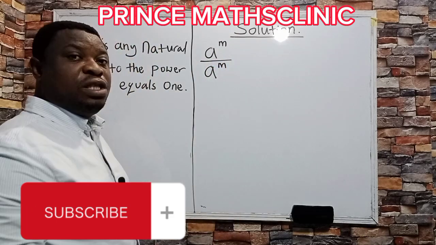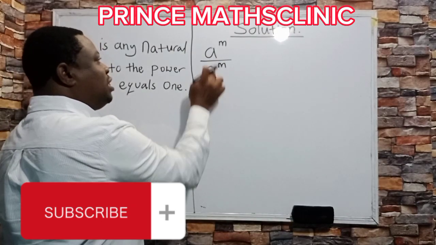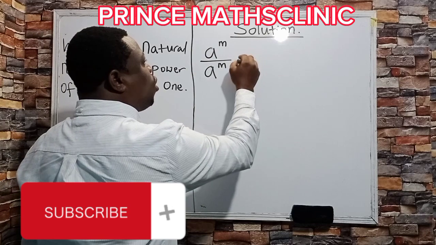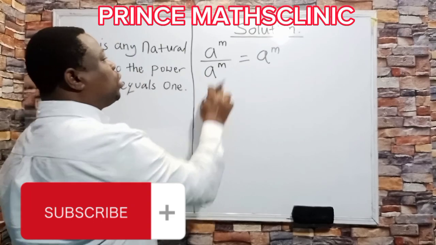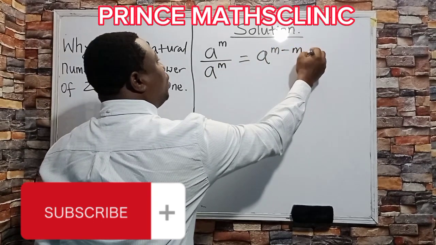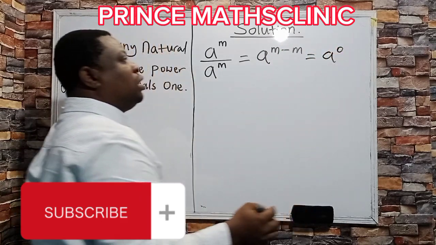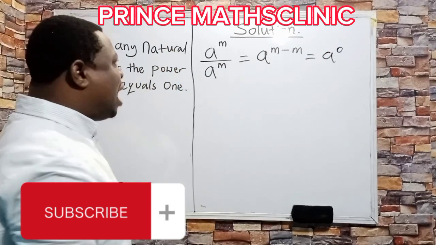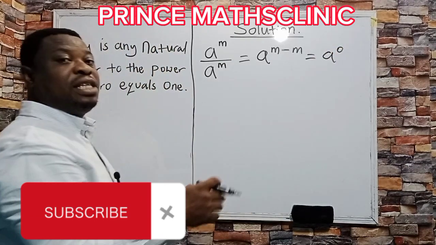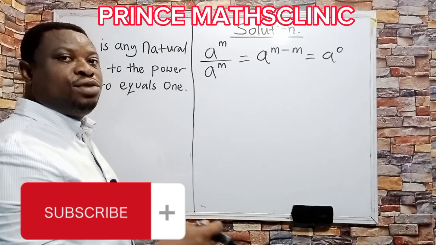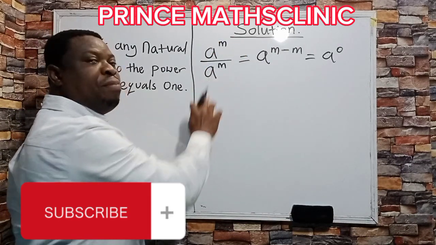By the laws of indices, when we have numbers of the same base under division, it becomes subtraction. So the power in the numerator is subtracted from the power in the denominator, and we know that m minus m gives us 0. Is that not so? Good. So this gives a to the power of 0. Remember, we are saying any base to the power of 0 gives us 1. What if we say a to the power of m divided by a to the power of m?